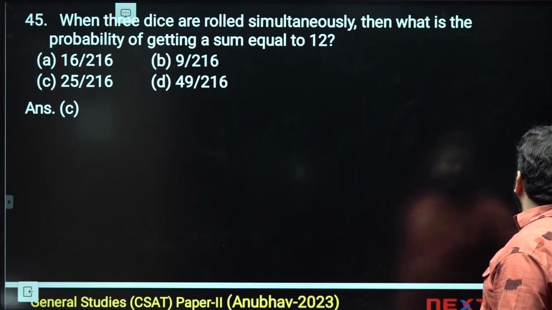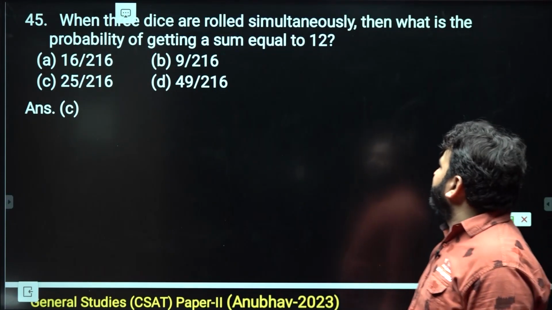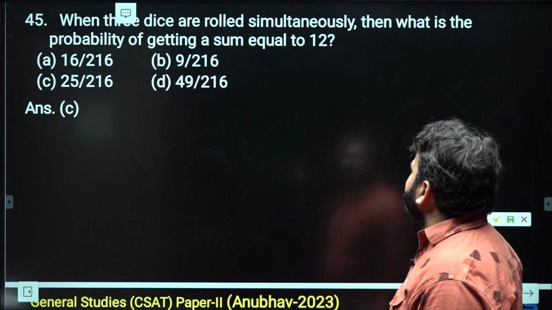So now this question here: when 3 dice are rolled simultaneously, what is the probability of getting a sum equal to 12?